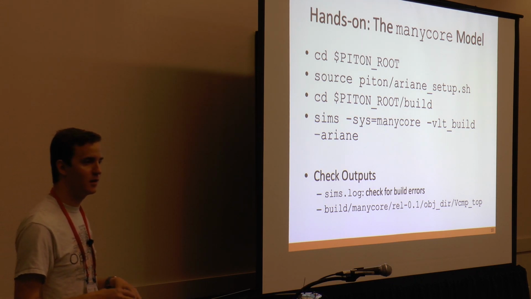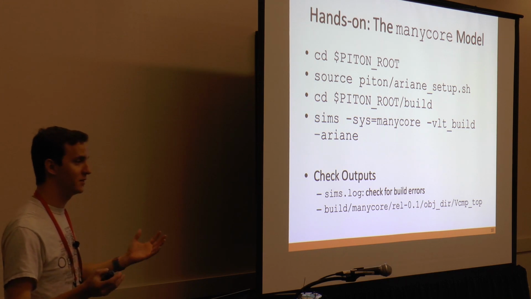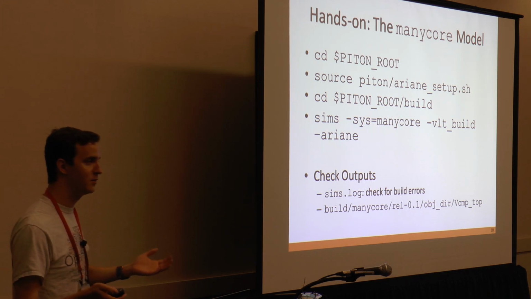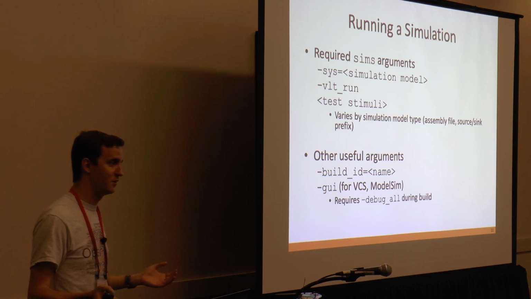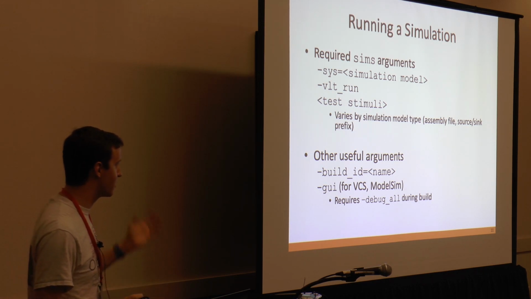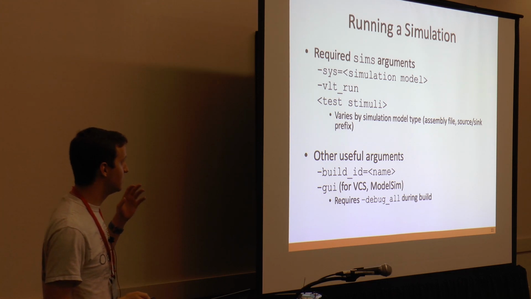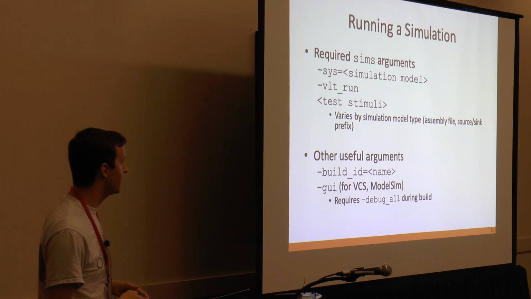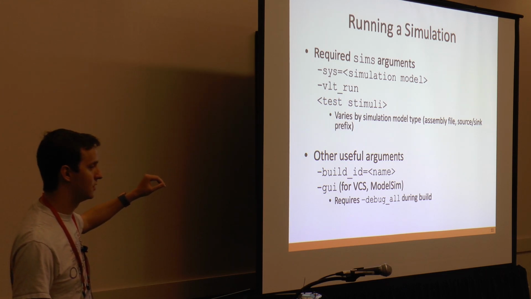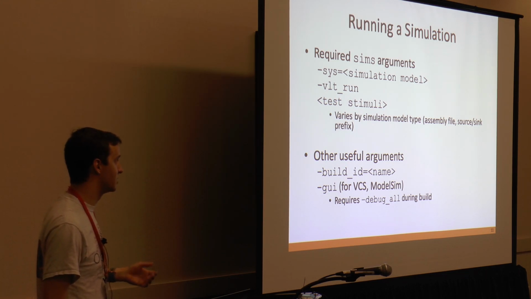While we're finishing this up, I'm going to start talking about, now that we've built a simulation model, how do we actually run a simulation? So much like building a simulation model, running a simulation is another call to sims. In this case, you're still going to indicate what simulation model you're going to use with the sys flag, and this time the command is VLT run to indicate you're going to run a simulation.